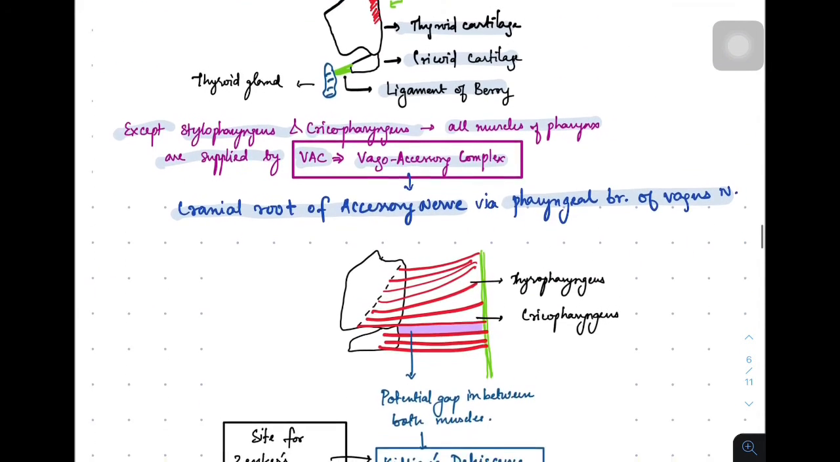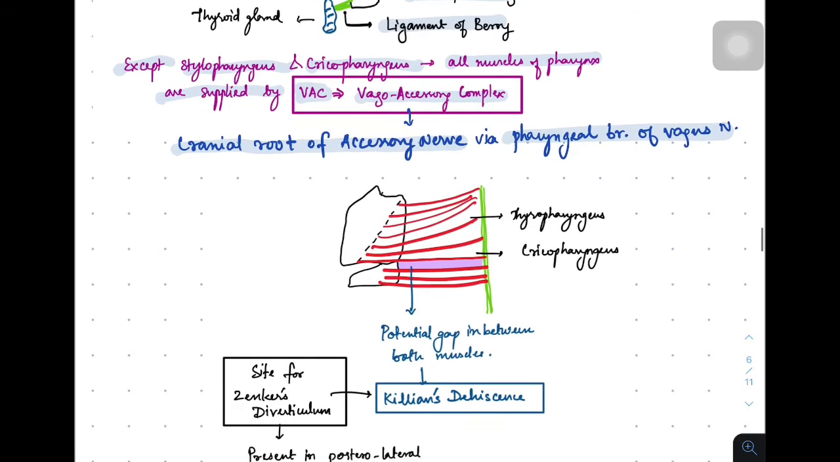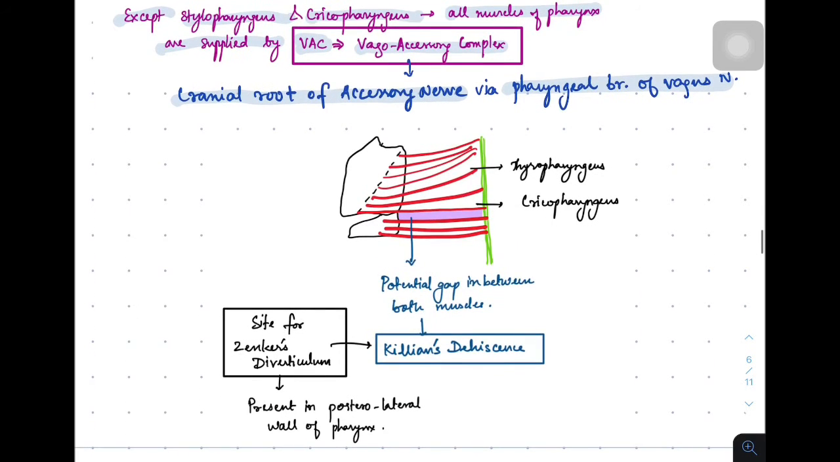Now there is a peculiarity here in the inferior constrictor muscle. We have the oblique thyropharyngeus arising from the oblique line. This is the oblique line in the thyroid cartilage, and the fibers go obliquely and attach to the pharyngeal raphe, and the cricopharyngeus arises from the lamina of cricoid cartilage and goes and attaches to the pharyngeal raphe.